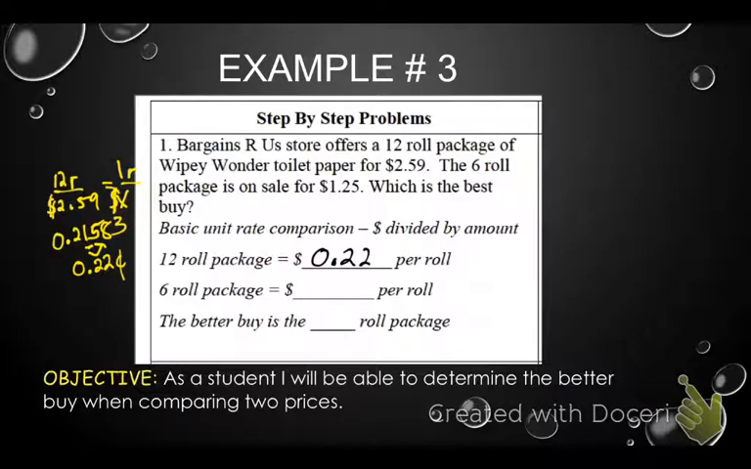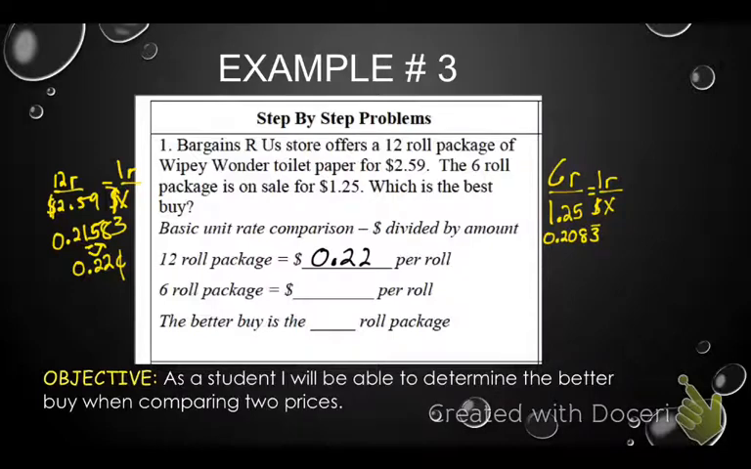Now, we also need to go ahead and do the 6-roll package. So let's do that one on the other side. So 6 rolls, if my finger works, costs us a total of $1.25. And we need to solve for one roll, and we want to figure out how many dollars that's going to cost. And it would be $1.25 times 1 divided by 6, which is going to give us a really long number once again, which is 0.2083, and the 3 is going to keep going.